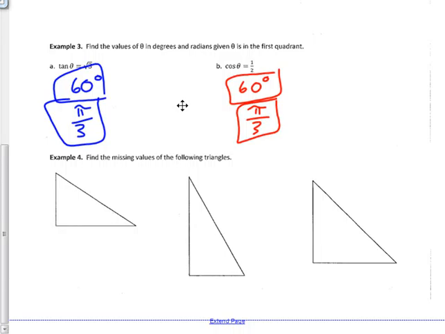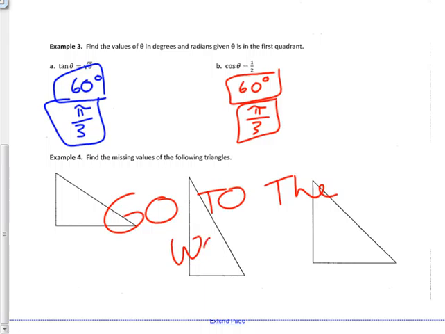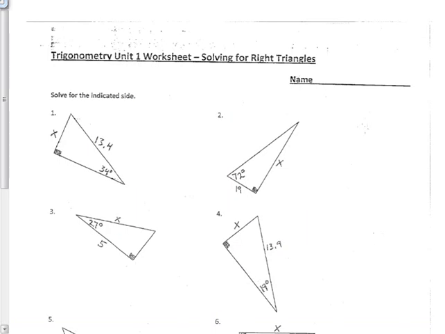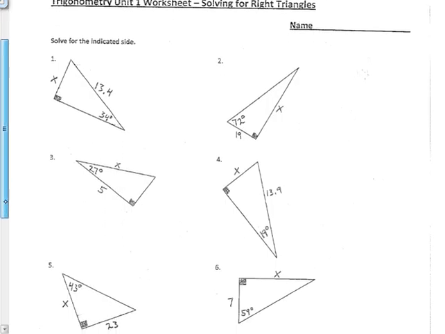Let's take a little bit further look into this right triangle trig. Example 4 on here, we're actually going to take this out, and you should go to the worksheet. Okay, so please go to the worksheet that has to do with solving right triangles.